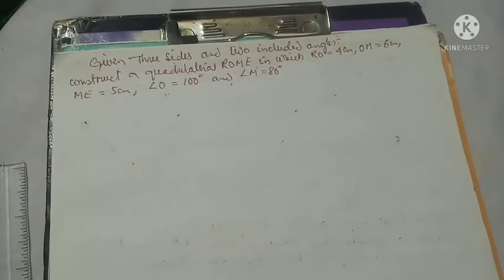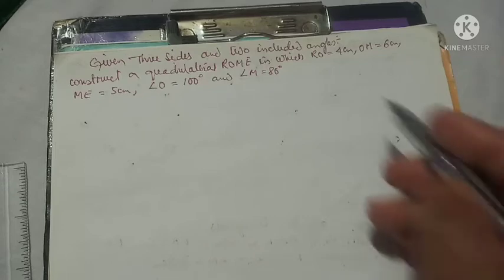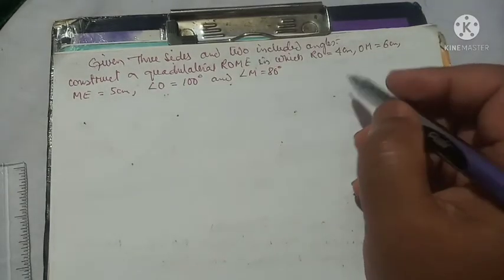This is number 4. Given 3 sides and 2 included angles. Construct a quadrilateral ROME in which RO is 4 cm, OM is 6 cm, ME is 5 cm, angle O is equal to 100 degrees and angle M is equal to 80 degrees. Now we have to construct this. So first of all, we have to draw one rough sketch.